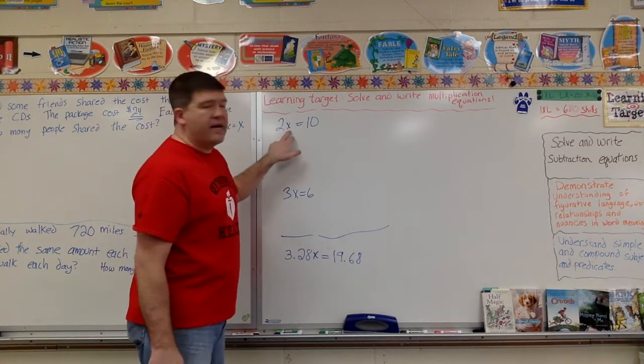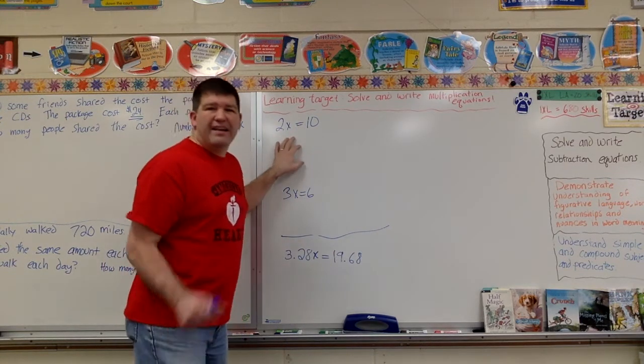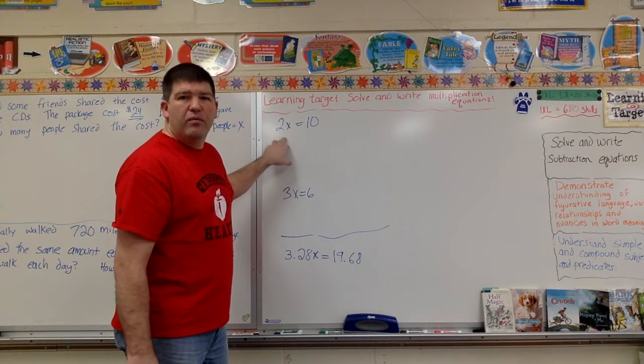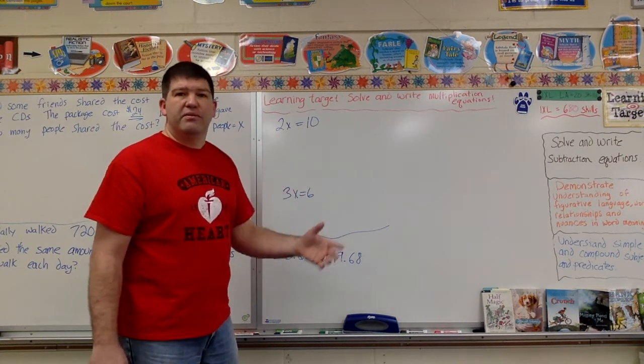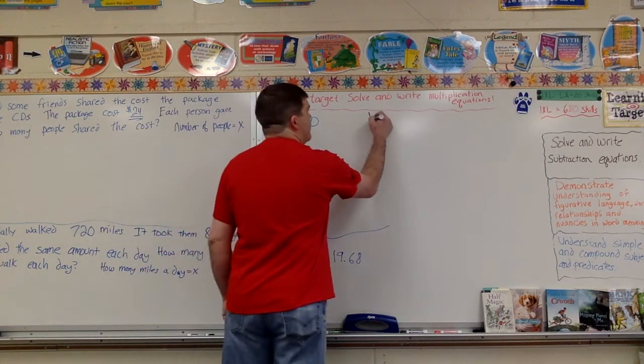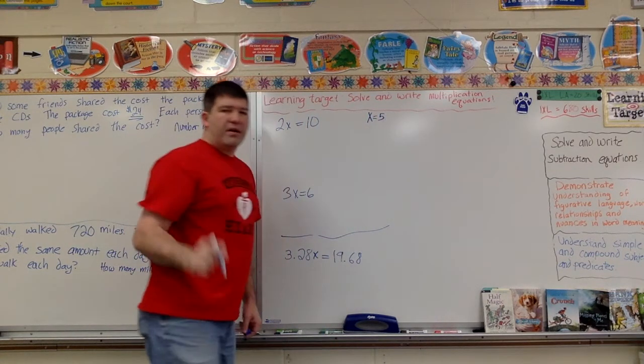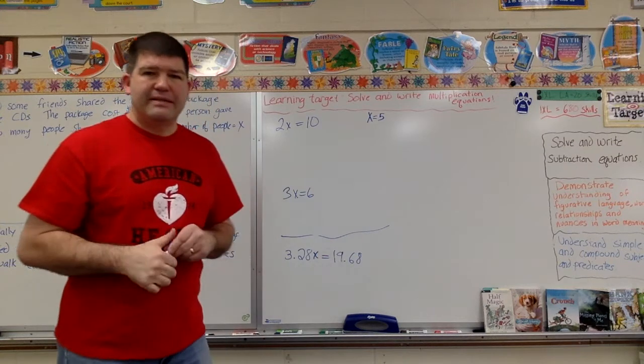Now this one is 2x equals 10. We can mentally do this in our head. What times 2 equals 10? We know that 5 times 2 equals 10. So right away I know that x is going to be 5. But I want to show you a different way to do this.